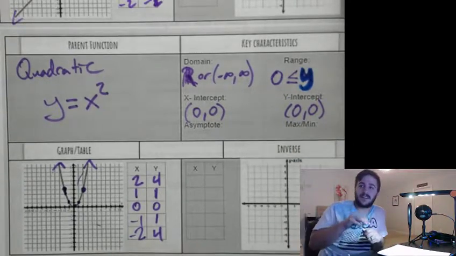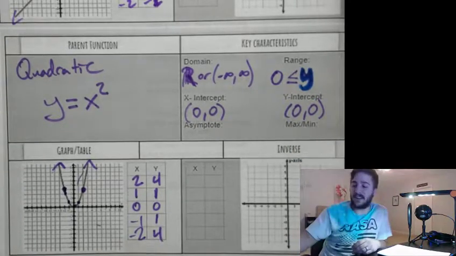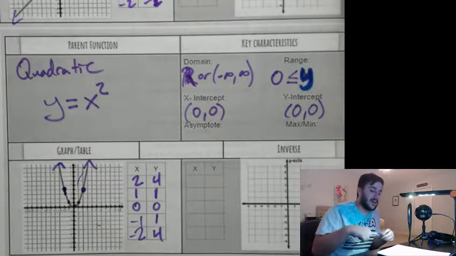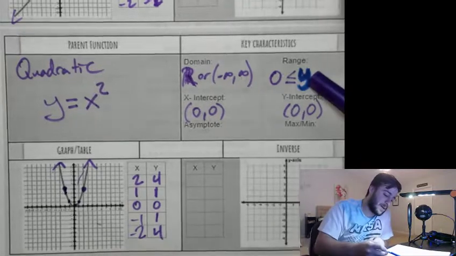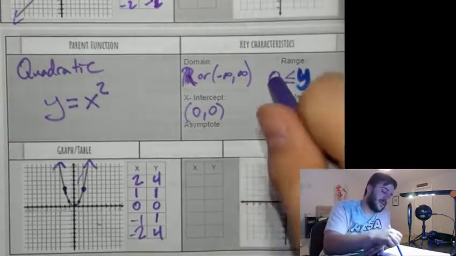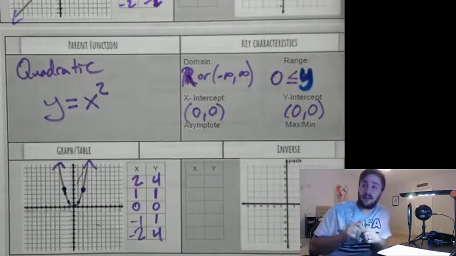0 has to be less than or equal to y. Much better there. Y is what we're talking about when we're talking about range. So it's possible y value. So any y value that's bigger than 0 will be a possible y value that would be on this.